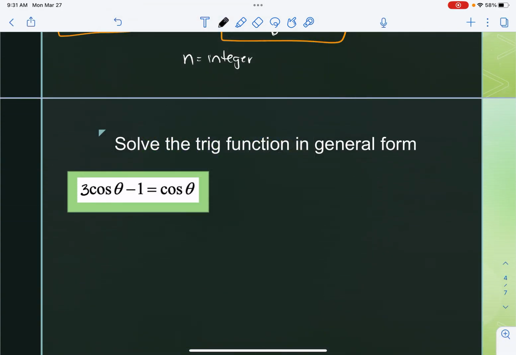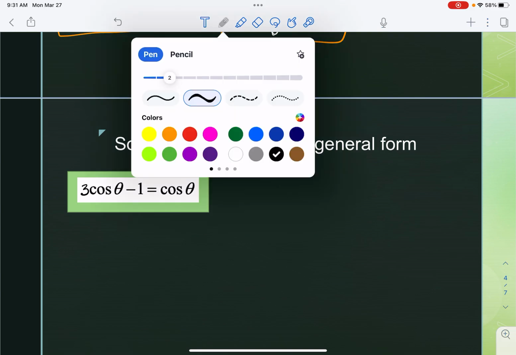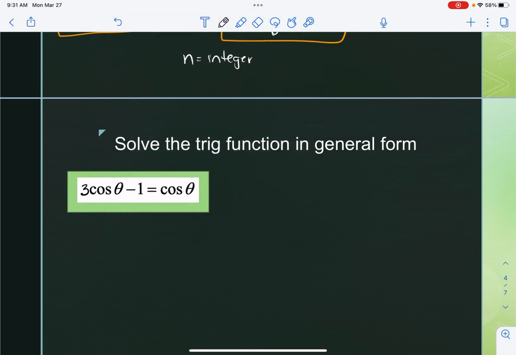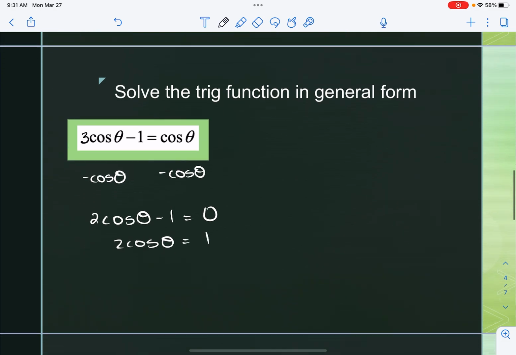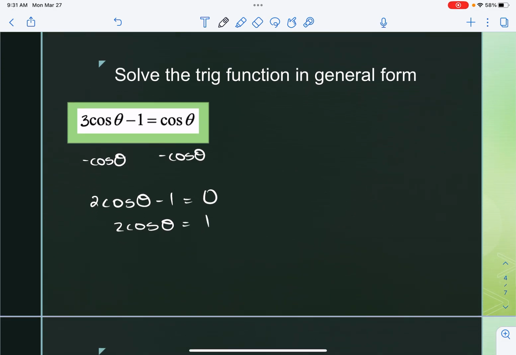So the next one, notice that we have two cosine functions. Just like in algebra, you want to make sure all of them are on one side. So 3 minus 1 is 2. So 2 cosine theta minus 1 is equal to 0. Now we are going to isolate the trig function. So we're going to move the 1 over. We're going to divide by 2.